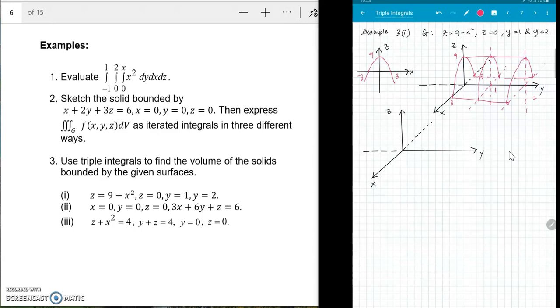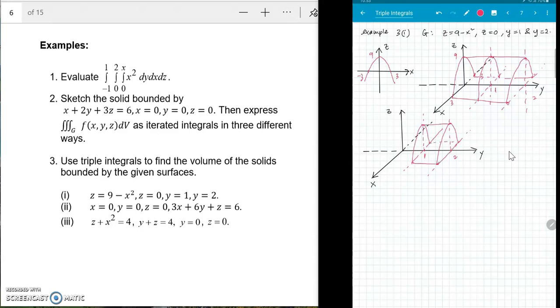I'm going to sketch this a bit more. All right, so we have y equals 1 here, and let's say this is y equals 2. So we only sketch the parabola on the y equals 1 plane, and also on the y equals 2 plane. So this is our solid. Okay, so our solid is this shape.